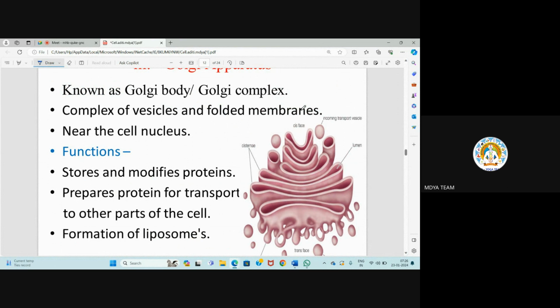Means yes, it is modifying protein, or it is making protein ready for transport for another part of the cell for its work. And Ma'am, what is next function, yes, ma'am, what is this vesicles? Please repeat. What is this vesicles? Complex of vesicles, right? These are Golgi apparatus or Golgi body or Golgi complex, anything you want to say.